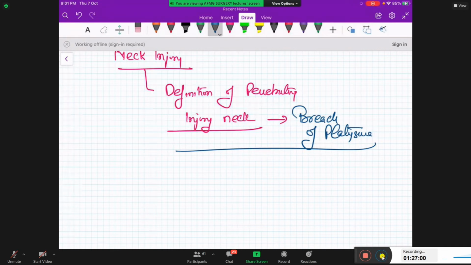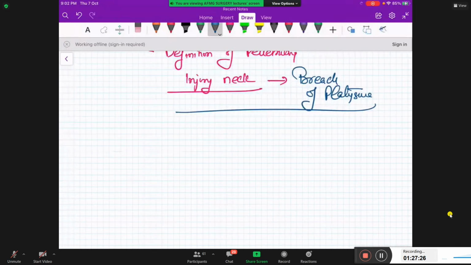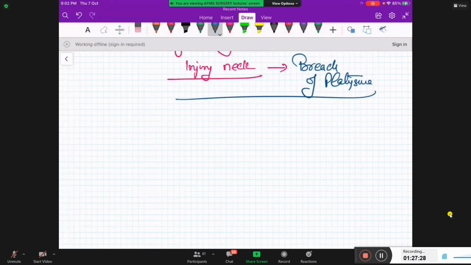Whoever has a neck injury, you cannot skip the airway. This is what I want you to engrave here. Don't jump directly to pressure. We will apply pressure, but that will be after airway. Very good.